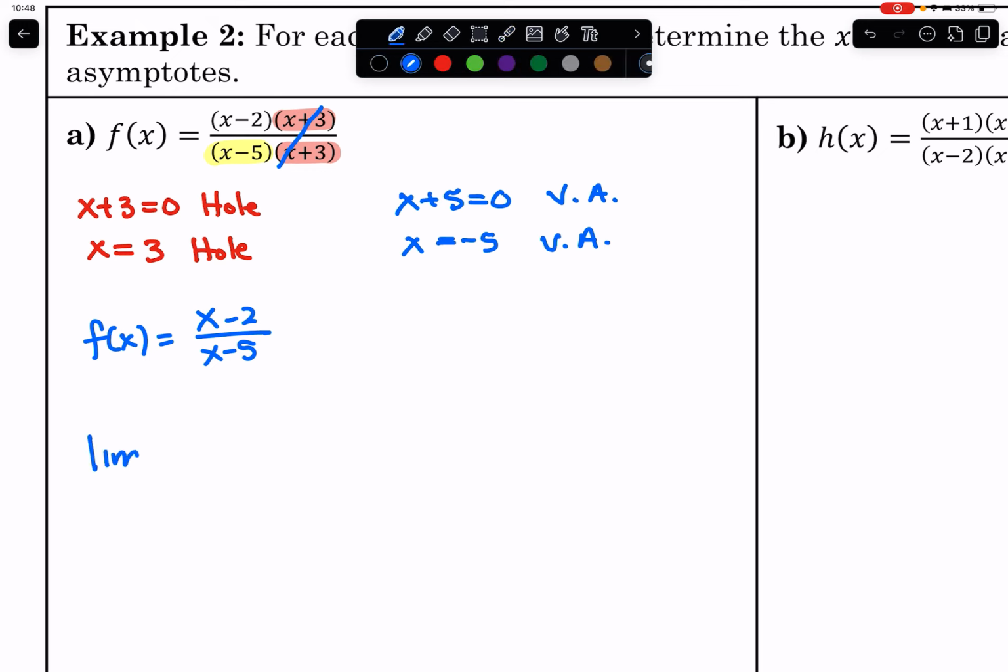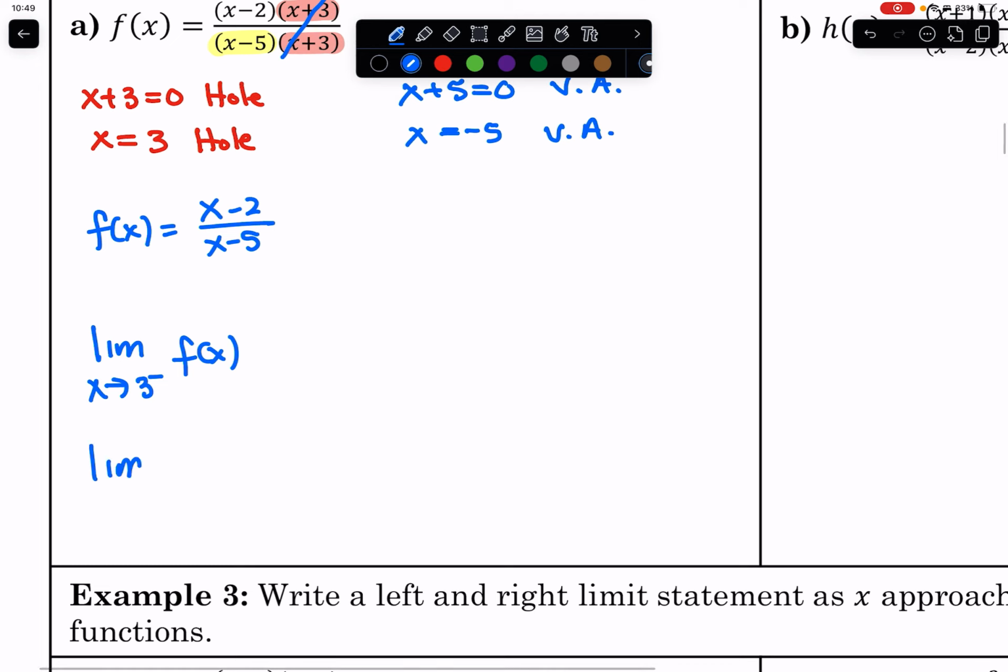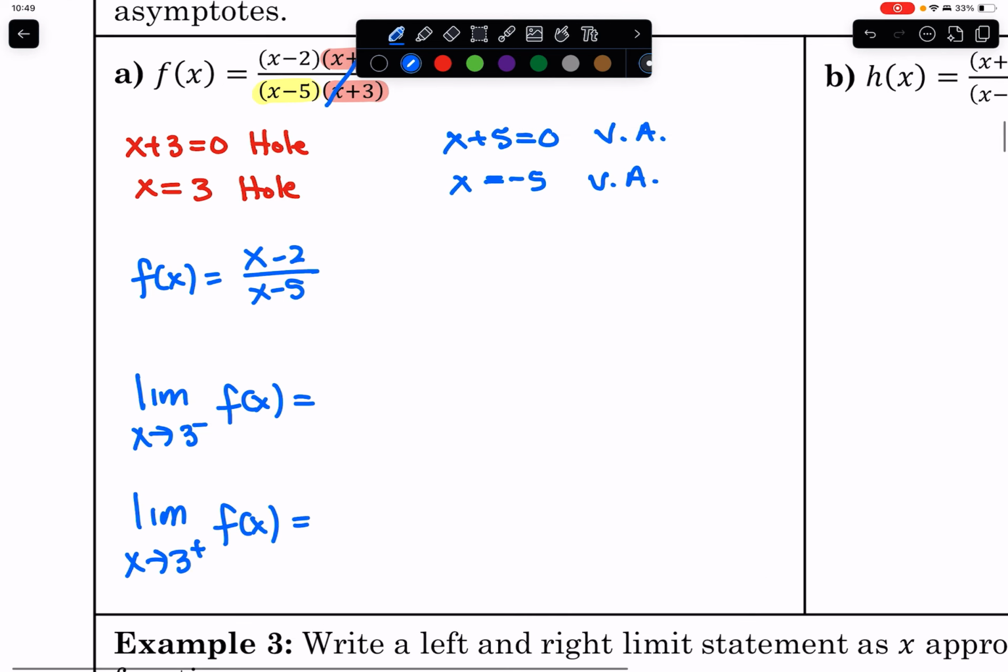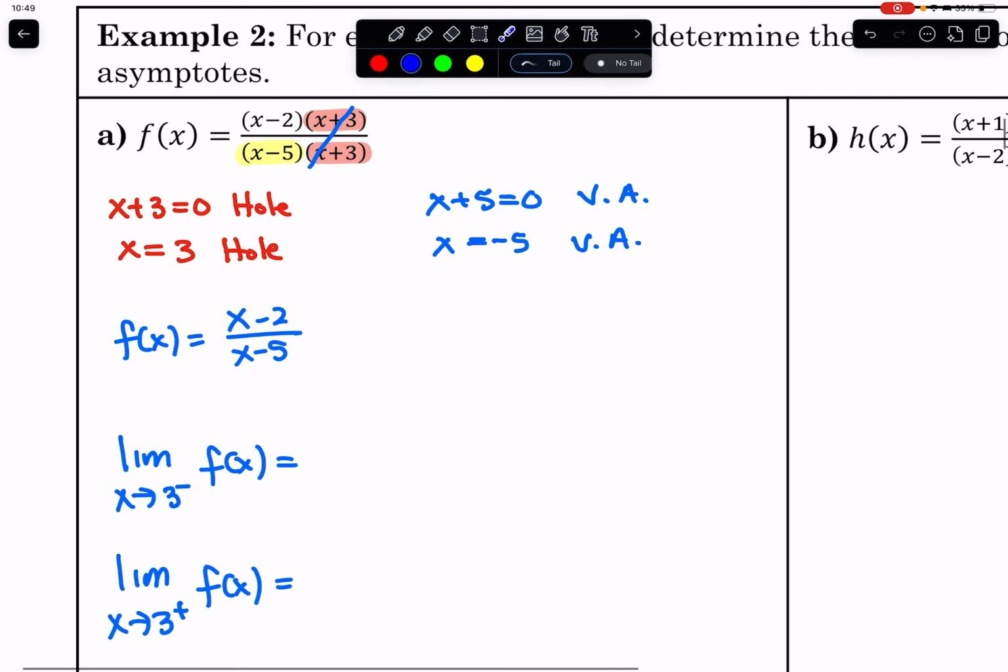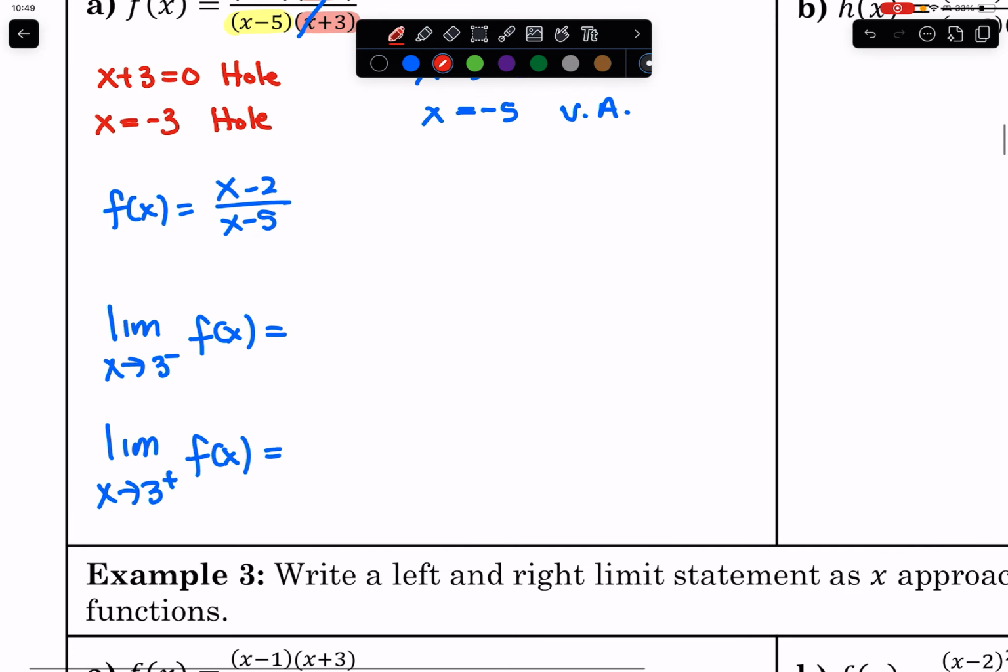So to find the limit as x approaches 3 from the left side of f of x, and to find the limit as x approaches 3 from the right side of f of x, all I need to do is simply test what happens now when I plug in the 3. Since I filled in the hole and there is no more plus 3, I'm sorry, this should be minus 3. I just saw it right now. And x plus 3, the solution would be x equals negative 3. So that's the location of the hole. So let's fix this.